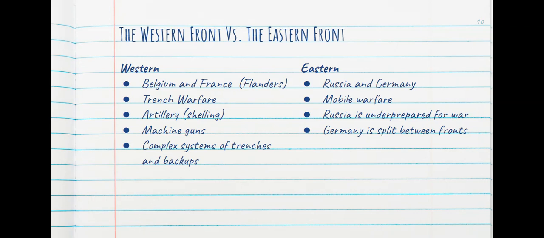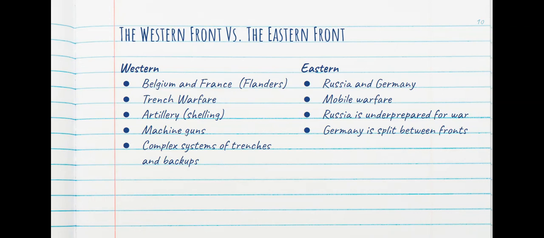The Schlieffen Plan was this idea that we can fight real quick warfare and get France out of the war, which is what they ended up doing in World War II. They ended up doing it correctly with the Blitzkrieg warfare.